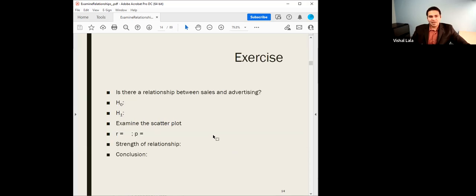Let's begin by examining the relationship between sales and advertising. I'm going to switch from the PDF to slides so that I can easily annotate the slides. Here's the switch. We go from the PDF over to PowerPoint slides.